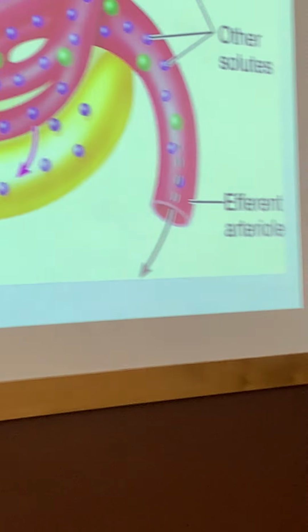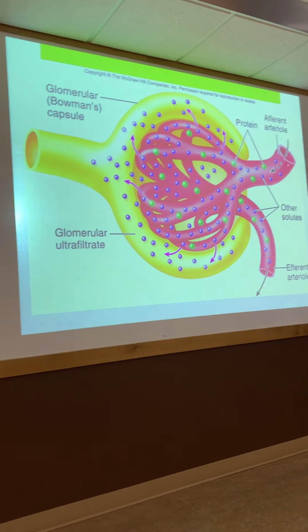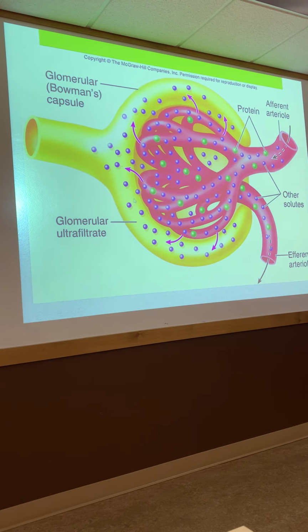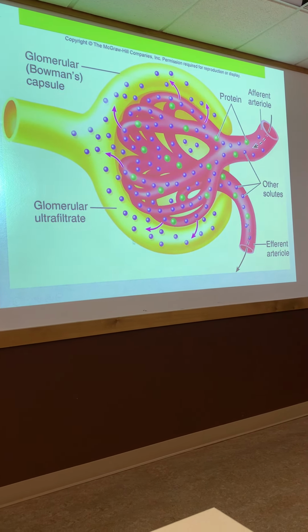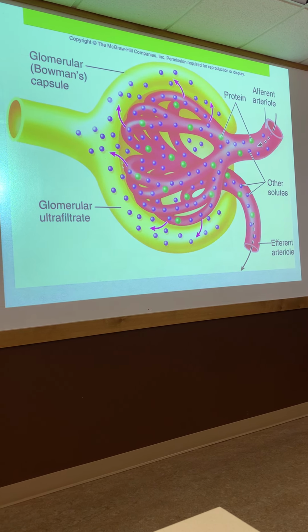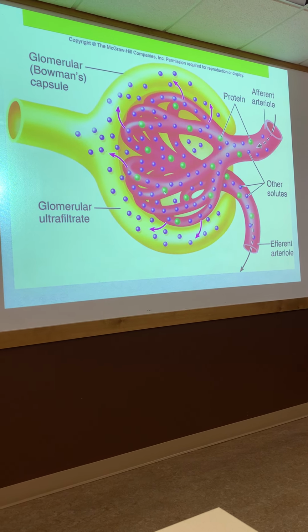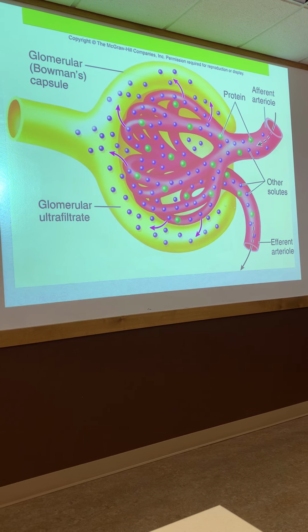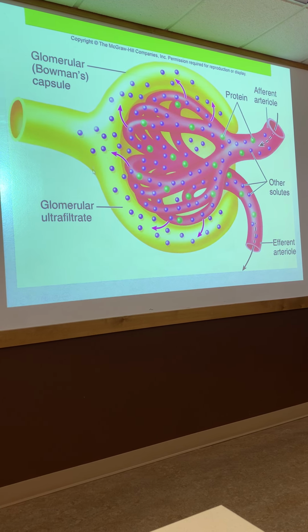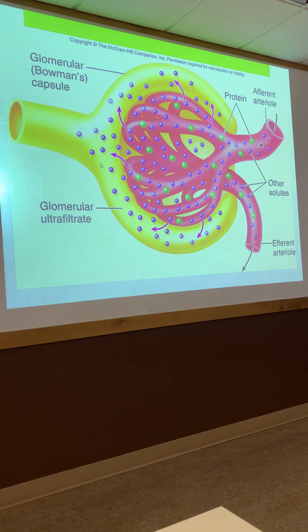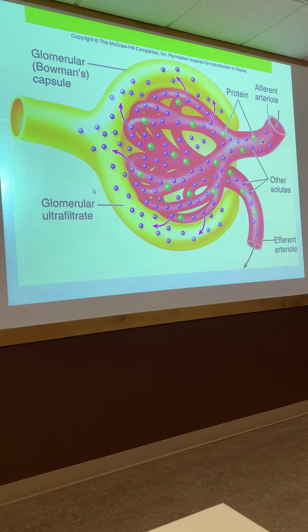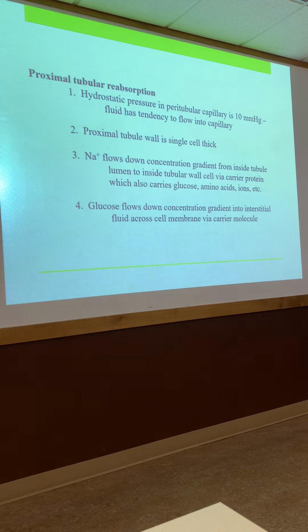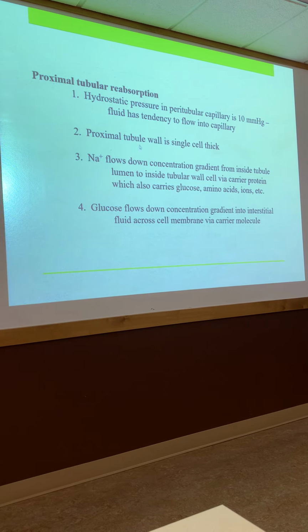So, here's our glomerulus, here's our afferent arteriole, here's our good stuff and bad stuff. The purple is the small enough structures that can leave the glomerulus. The green are too big, they can't leave. Remember, these purple ball structures represent toxins as well as tiny little molecules that we want to bring back in. So, how do we bring this in?